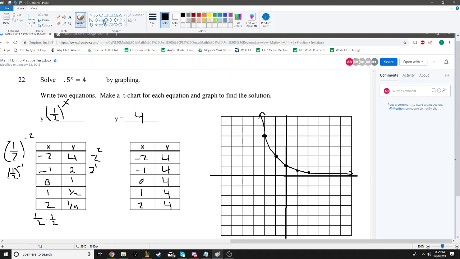There you go. For the next function, -2, 4 is right here. -1, 4, 0, 4, 1, 4, 2, 4. Notice how they all form just a straight line. So there's that. And we want to find out where they cross. They cross right here at x equals -2. Good luck.